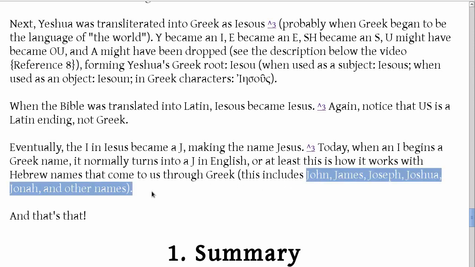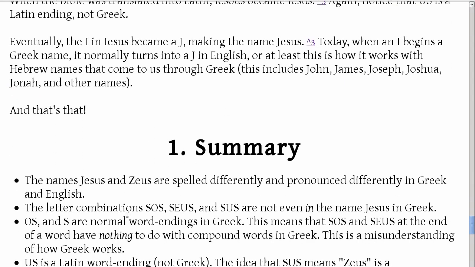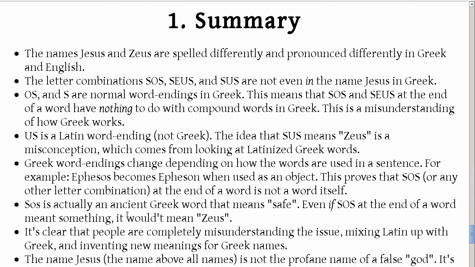Now, all of these names are Hebrew names originally, but they were transliterated from Hebrew into Greek, and then transliterated from Greek into Latin, and then transliterated from Latin into English. And that's that. So to make sure that you are able to follow my main points, I wrote a summary, because I was concerned that I was presenting too much information and muddying the main picture that I was trying to paint. So I wrote this summary.